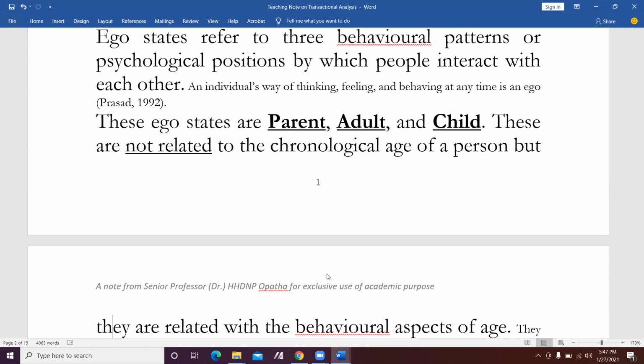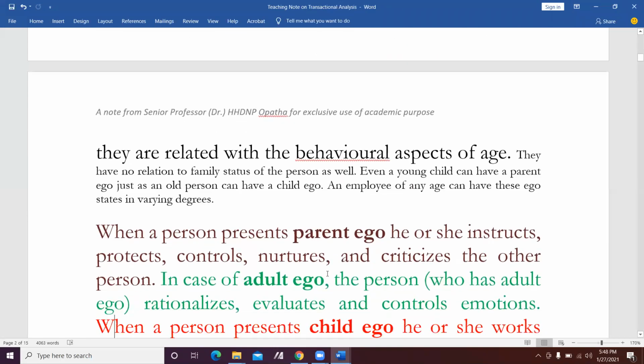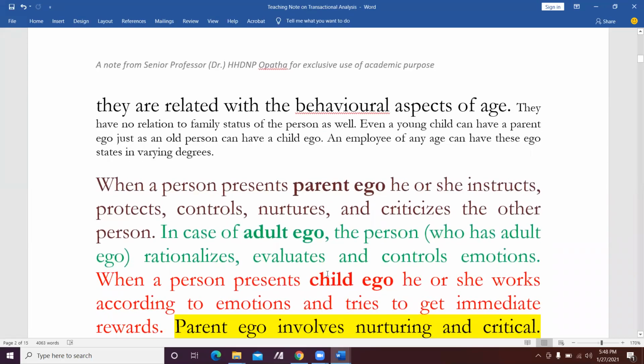So therefore, remember, under transactional analysis, these three ego states are living, existing within a particular person. That means within you. These three people are living. Parent, adult, and child are living. Okay, now try to understand the meaning of each ego.